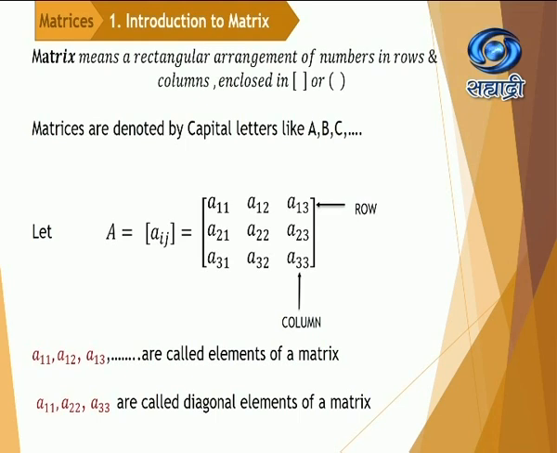So I introduced two new words. One is row, the other is column. If you observe, a horizontal arrangement of numbers is called a row. A vertical arrangement of numbers is called a column. A11, A12, A13, all these are called elements of a matrix. And special elements like A11, A22, A33 are called diagonal elements of a matrix.